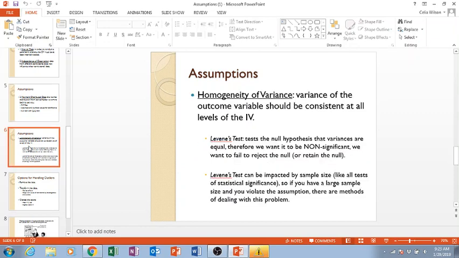The last one is this idea of homogeneity of variance. So variance of the outcome variable should be consistent at all levels of the independent variable.